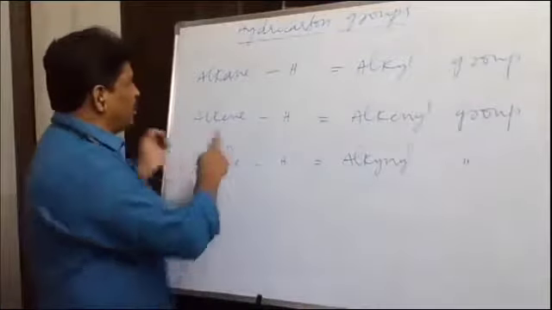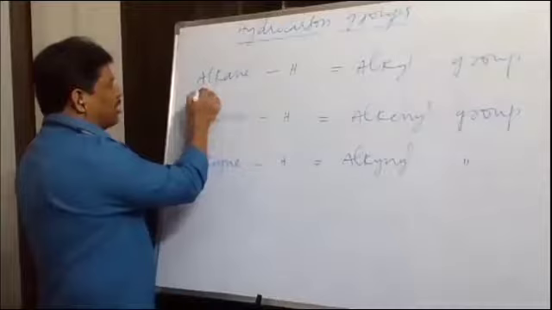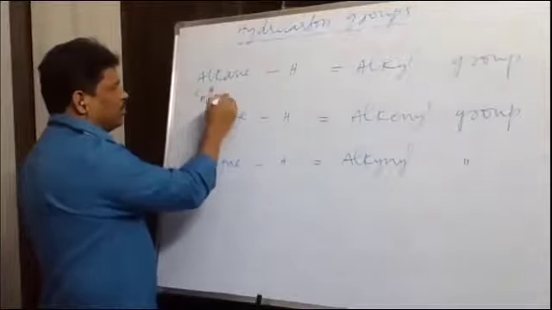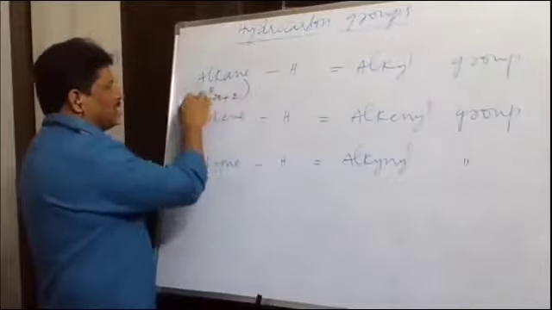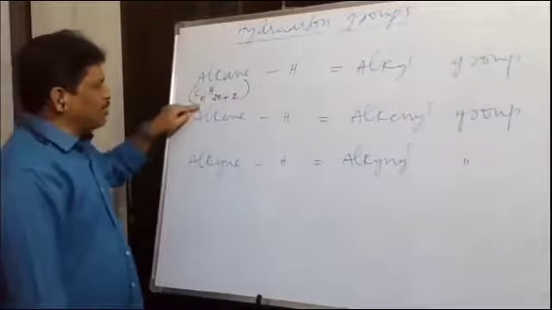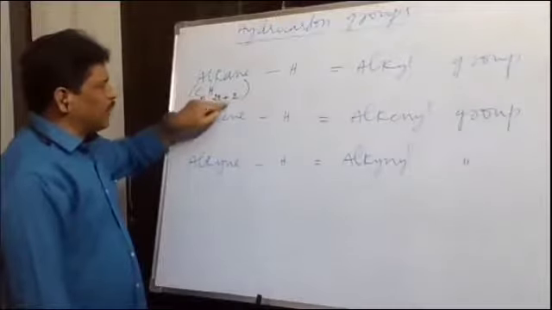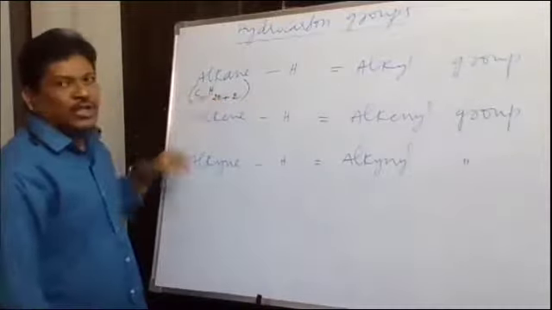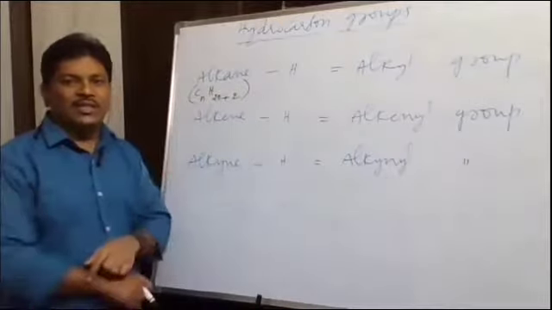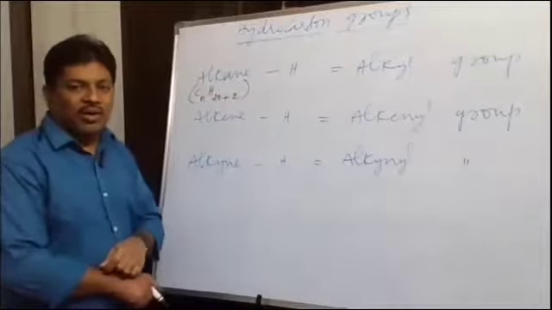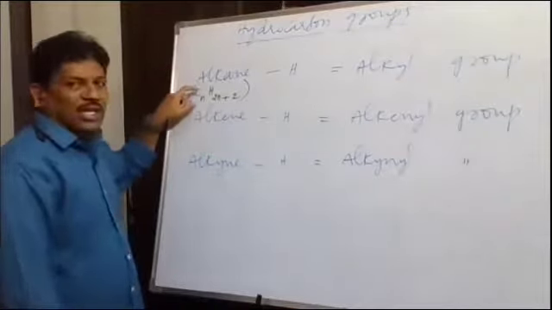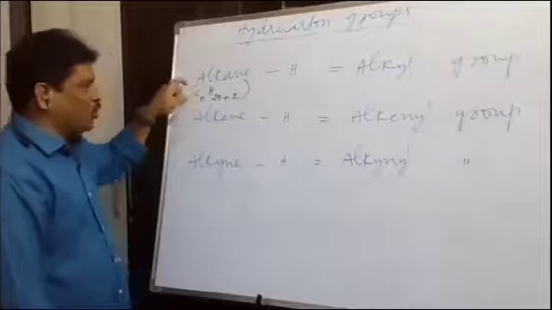For example, if you take alkane, the general formula is CnH2n+2. That is, if n is the number of carbon atoms, double the number of carbons plus 2 gives the number of hydrogens. Only the elements carbon and hydrogen are present in these compounds, so they are called hydrocarbons. Alkanes are hydrocarbons as they contain only carbon and hydrogen.